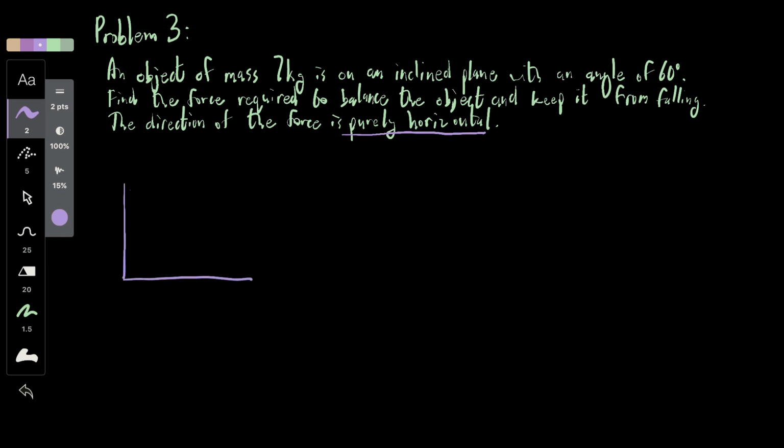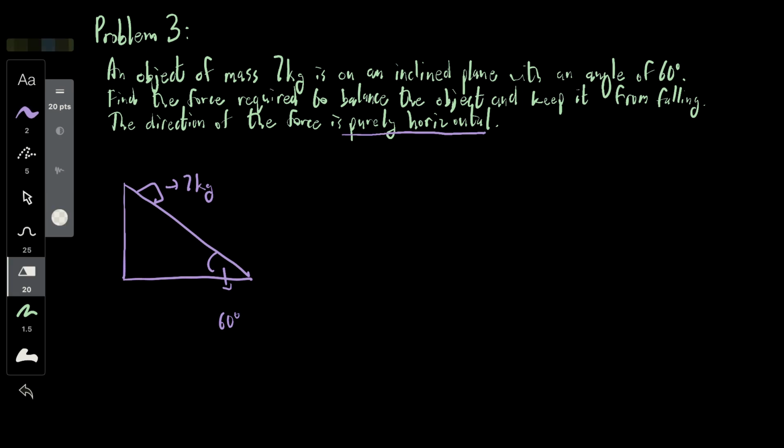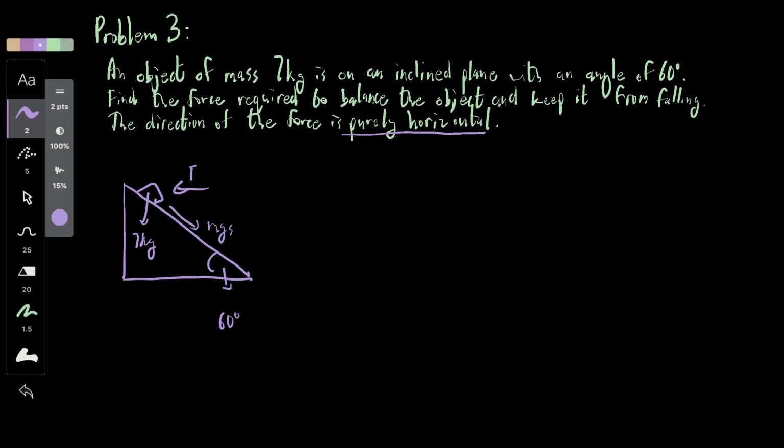We have an inclined plane with an angle of 60 degrees. And now we have some object with a mass of 7 kilograms. But instead of having our force be parallel to this inclined plane, we have it be purely horizontal. So if this is our force, this would be our mg sine theta, and our perpendicular would be our mg cosine theta. Now, let's look at this force F first.